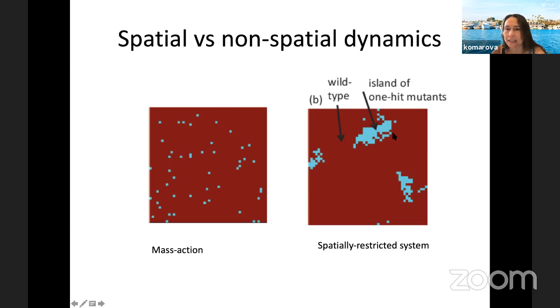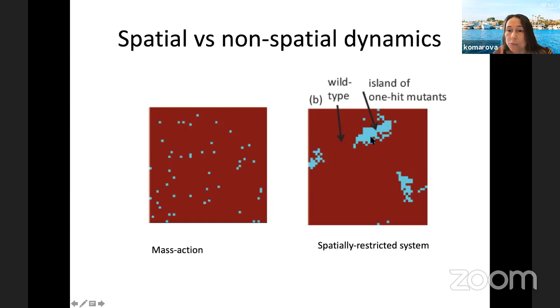They cluster together because of these spatial restrictions, because they can only reproduce to the spot next to them. So they're huddled together, and they end up only competing for space with their neighbors. Here on the left, in the well-mixed system, they compete with everybody. So if a weak, disadvantageous, one-hit mutant competes with stronger normal cells, it's likely to lose.